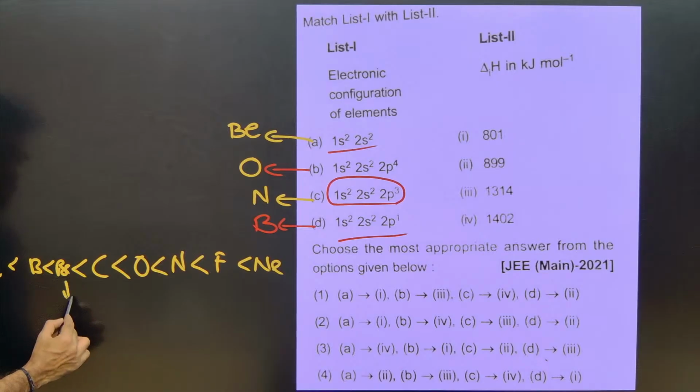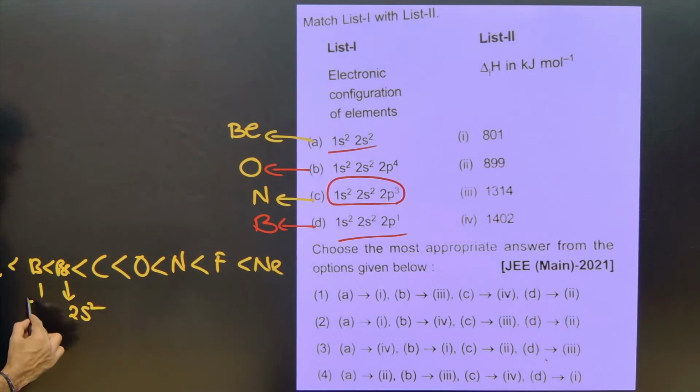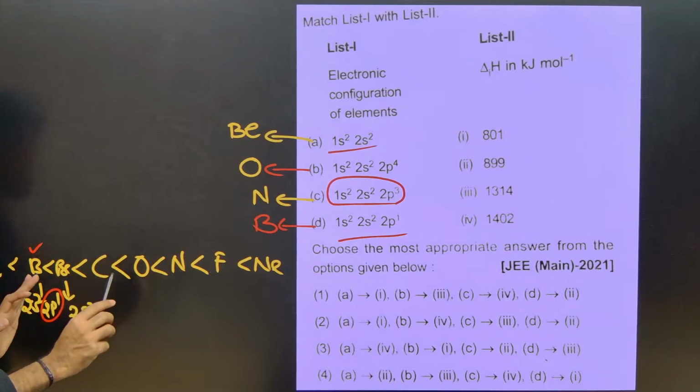See, what is the electronic configuration of beryllium? 2s2. For boron, 2s2 2p1. So from where can we easily remove an electron? This electron is easily removed, so it has lower energy than beryllium. Is there any issue? No. Is that clear now? Yes. So this is the order we have taken.